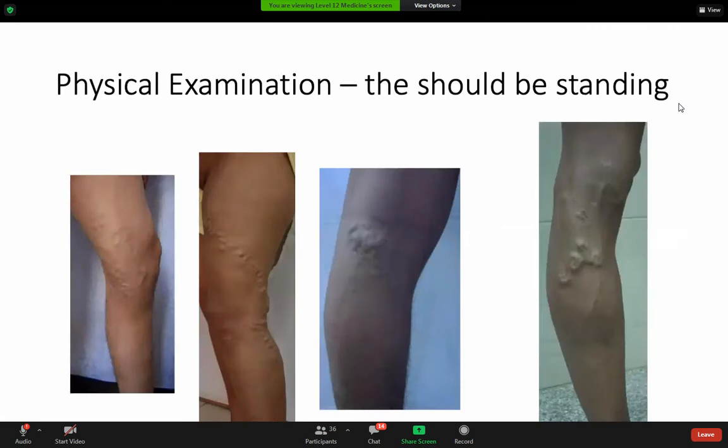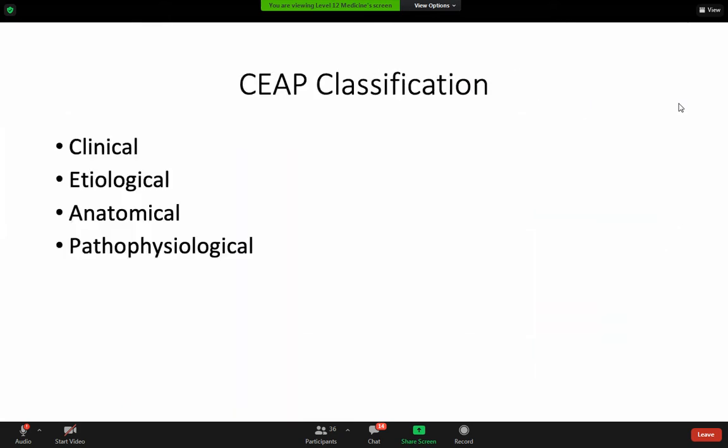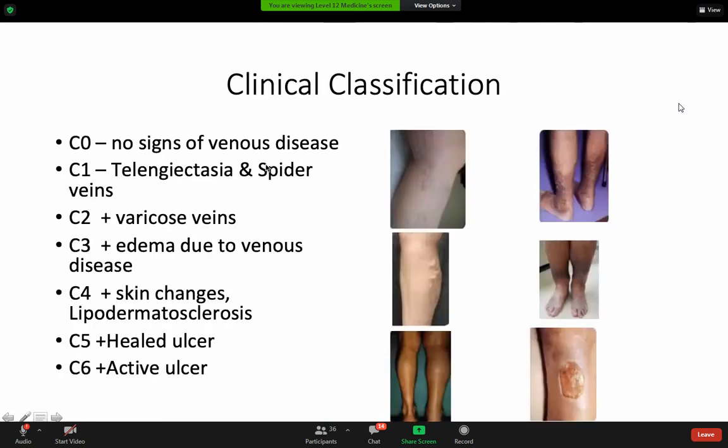Physical examination is very, very important, as we will mention tomorrow. Usually it needs to be done with the patient standing, not lying down. There are some classifications that can help with examination, the CEAP classification. C stands for clinical, E for etiological, A for anatomy, and P for pathophysiology. Of course the most important one is clinical.